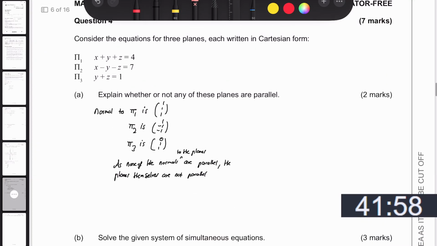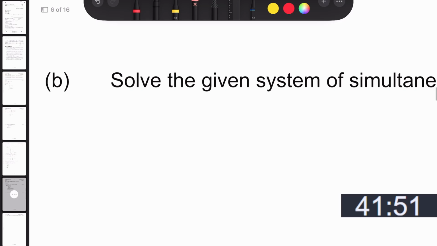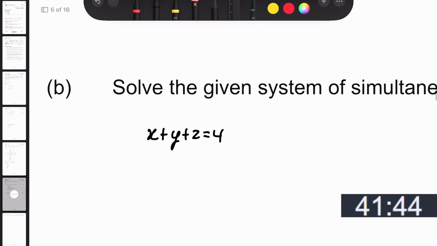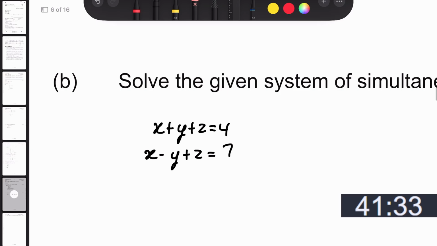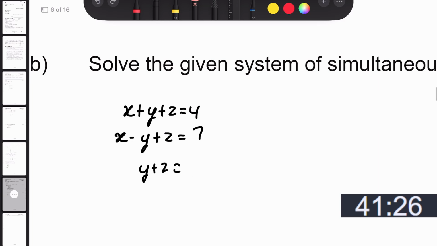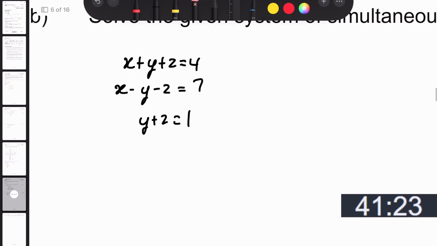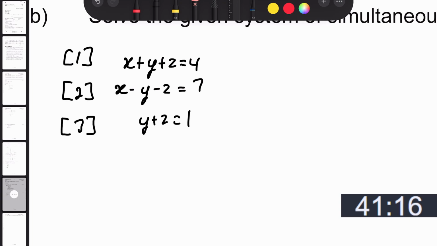Okay, solve the given system of simultaneous equations. So let's just do plane 1. Let's just write it all out. I don't think for this one we need to do the augmented matrix, because this seems really, really easy to solve. So x, y plus z is equal to 1, and this should be a minus here. So let's say this is 1, 2, 3. So we can just do 2 plus 3. Right, x is equal to 8.